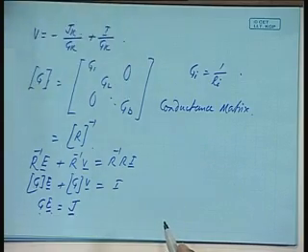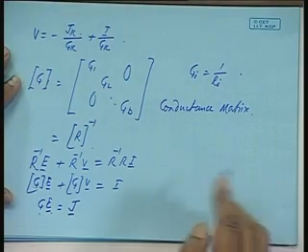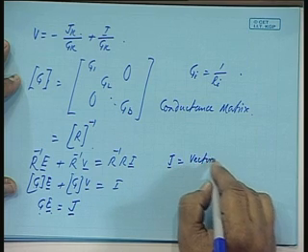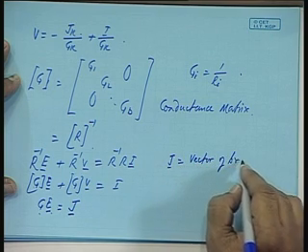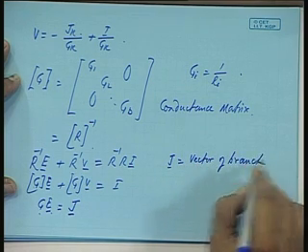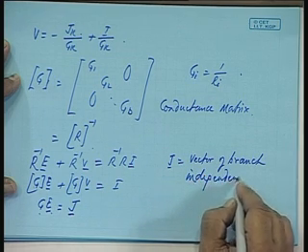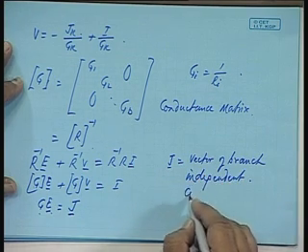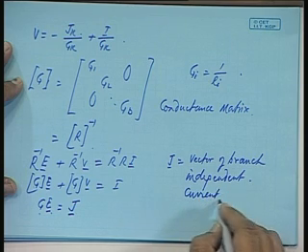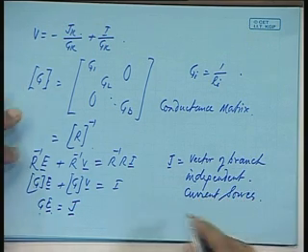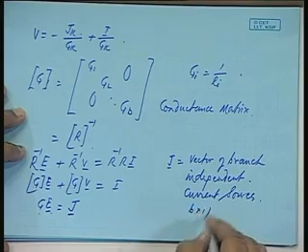Okay. J is the vector of branch independent current sources. That will have the dimension B by 1.